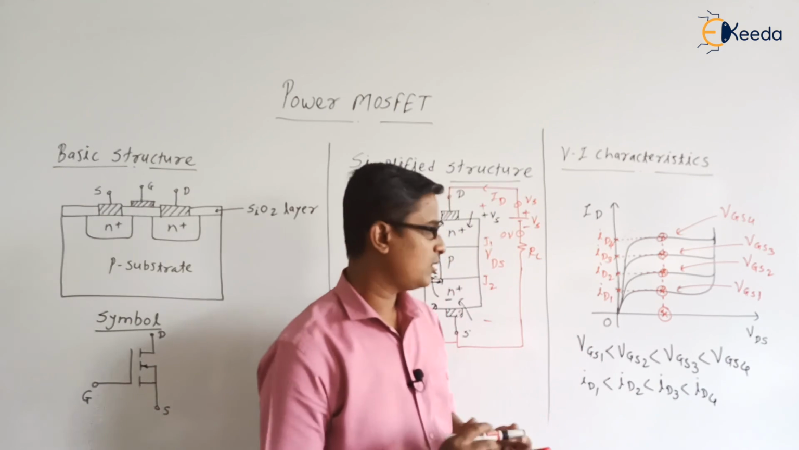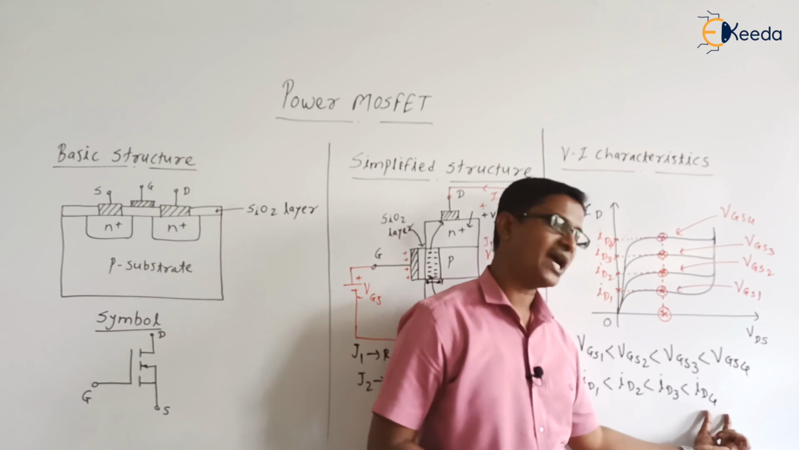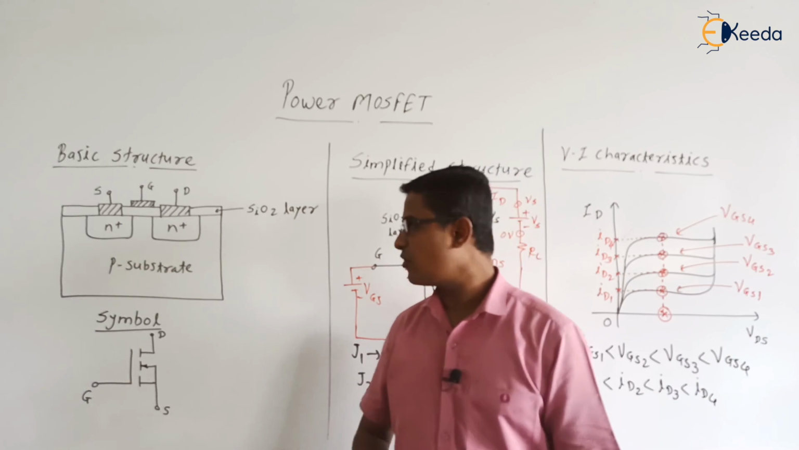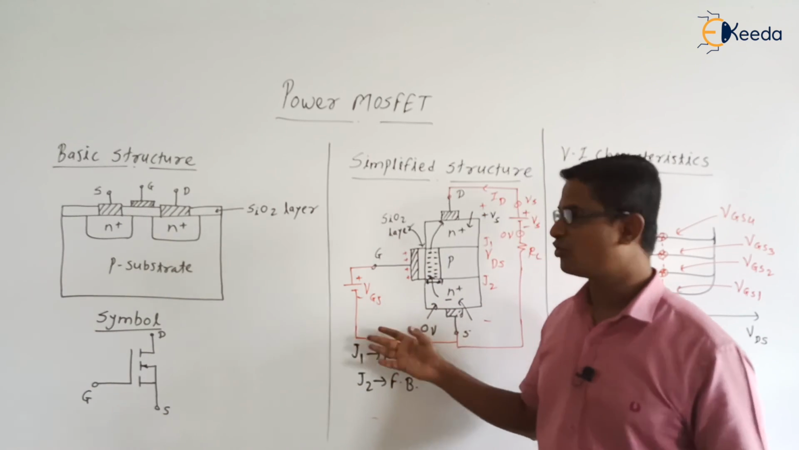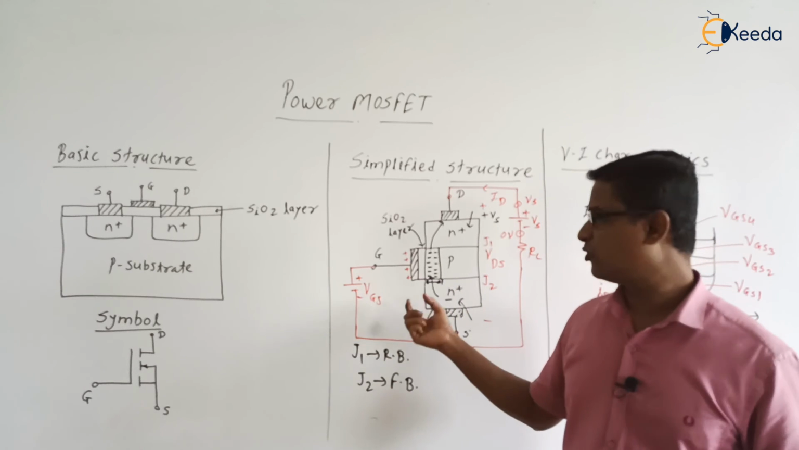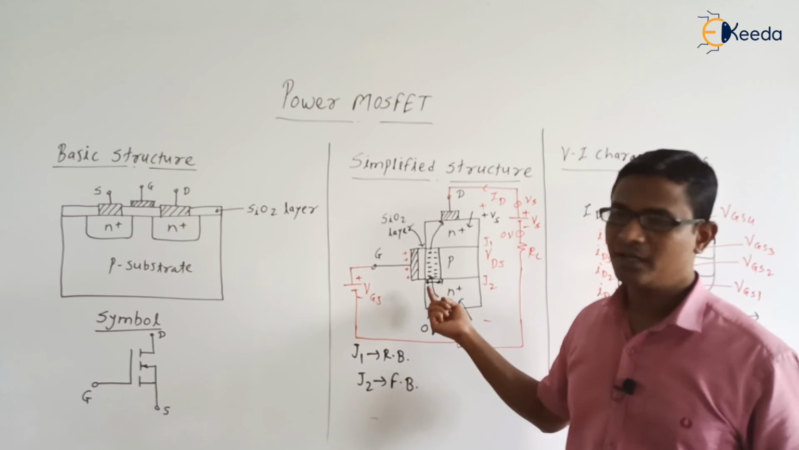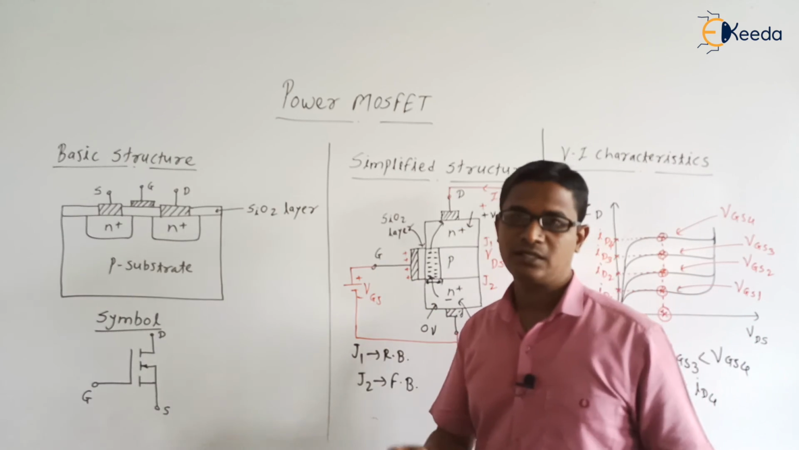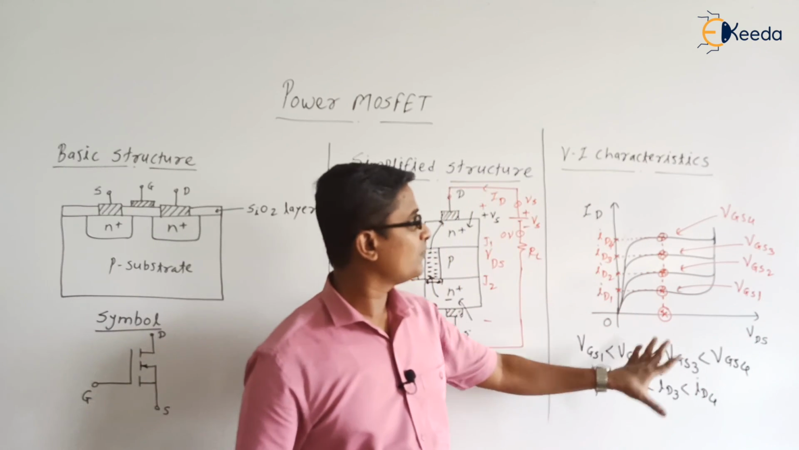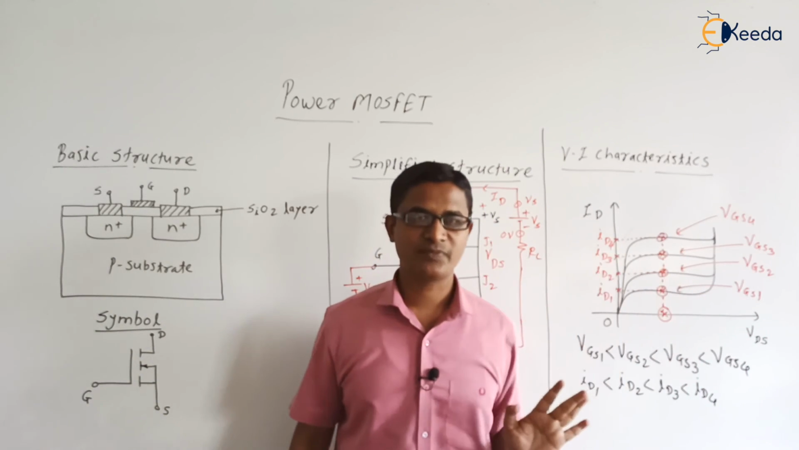So the more the VGS, the more is the ID, because just now I discussed that the more the VGS, the more will be the width of the channel, and the more will be the current. So like this we have the VI characteristic of the MOSFET. Are you getting the point?